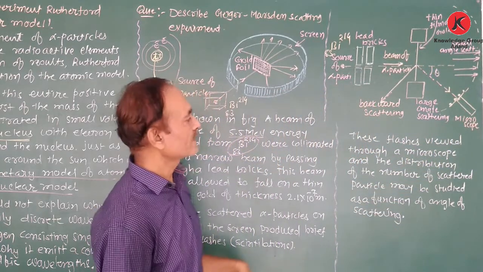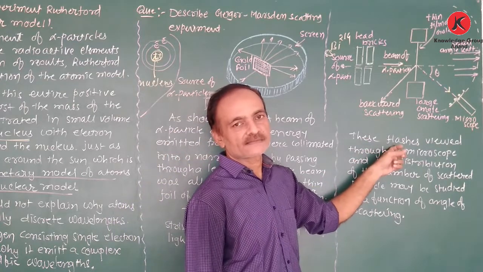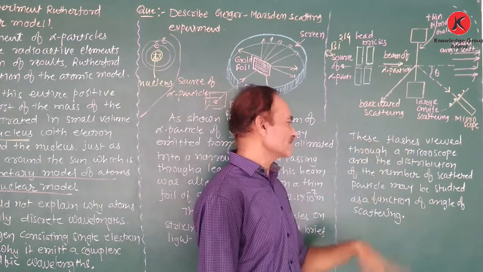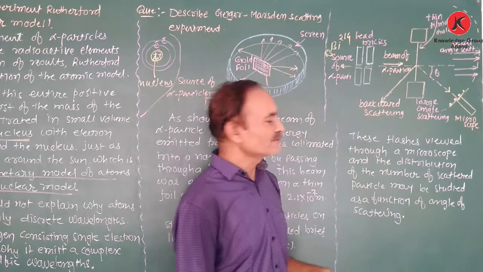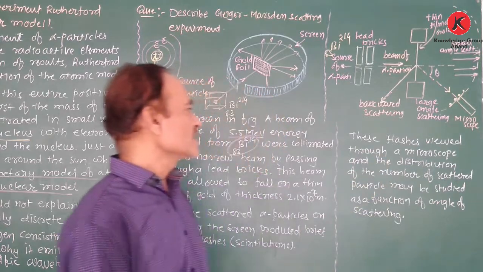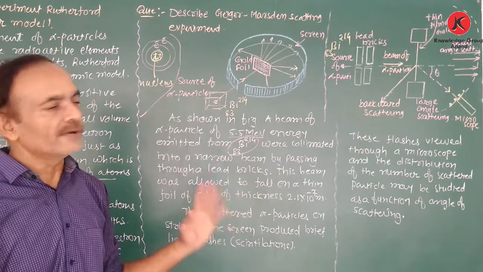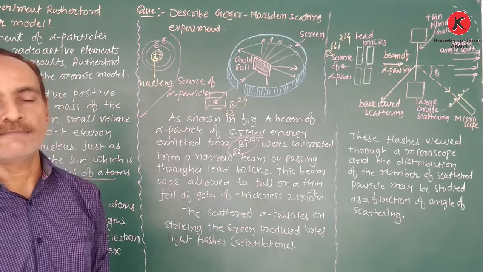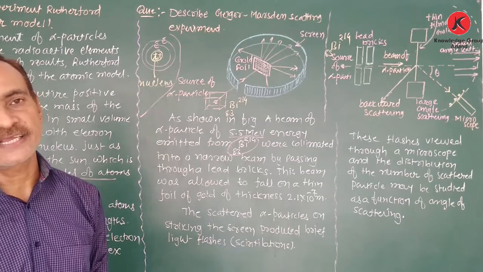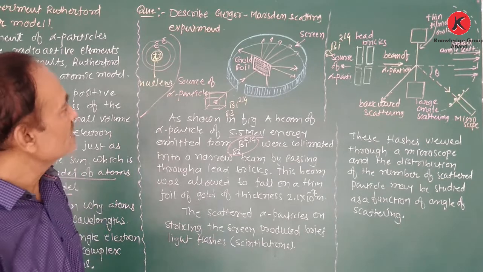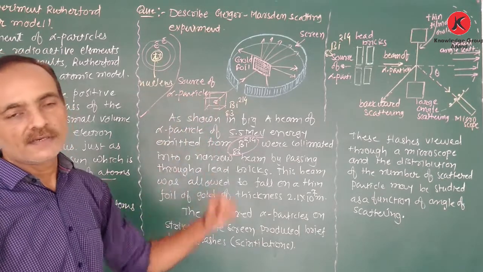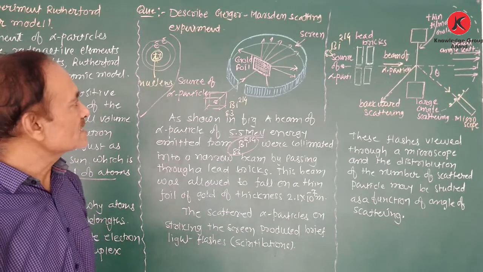These flashes are observed with a microscope, and the distribution of the number of scattered particles may be studied. Then we plot the graph of the number of scattered alpha particles versus the scattering angle. Clear? That is the description of the Geiger-Marsden experiment.